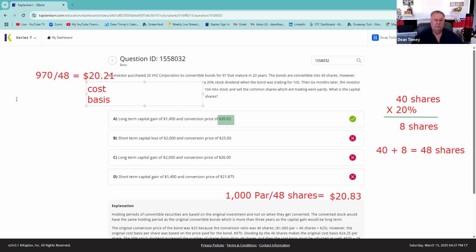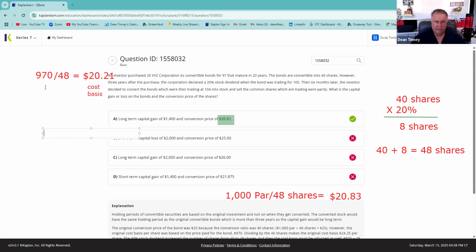By the way, it's not taxable to convert. So I don't owe taxes based on converting, but it did say that I sold the stock. Let's see, 6 months later, the investor converts the bonds, which were trading at 104, and sells the common shares, which are trading at parity. So now I've got to figure out what parity is so I can figure out what I sold the stock for. So parity would be taking the 970, 48 shares, 20.21, and I originally paid for the stock here.